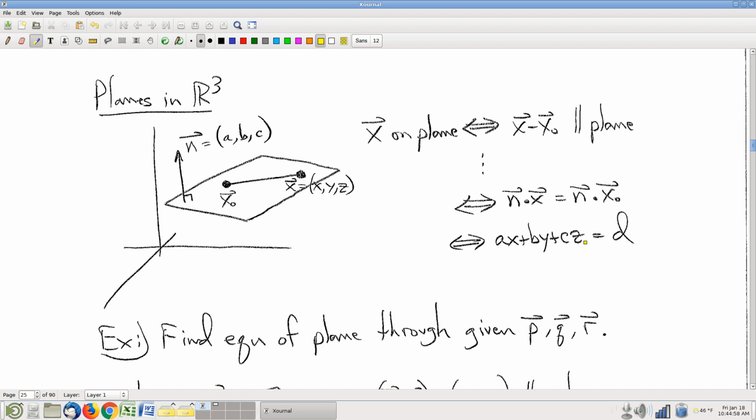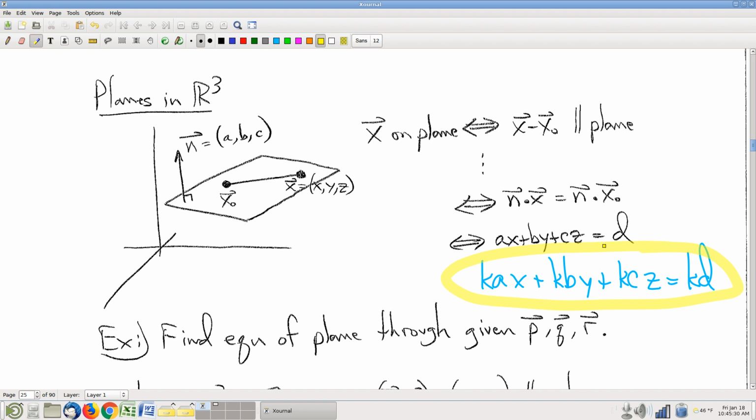While I'm thinking about it, real quick, an observation, I suppose. What would happen if I took this equation and multiplied both sides by some constant, k, let's say? So let's do that. I get kax plus kby plus kcz equals kd. This is really just as good an equation for that plane.